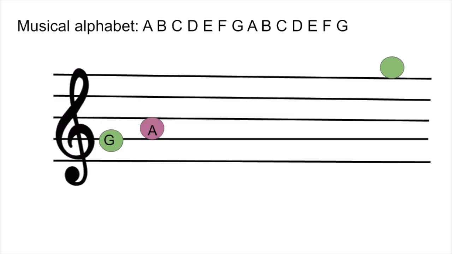If you have a note on the staff way up here, simply count up the musical alphabet until you get to that note. So this note is a G. Similarly, knowing that this is a G, you can count down the musical alphabet until you find the lower notes on the staff.